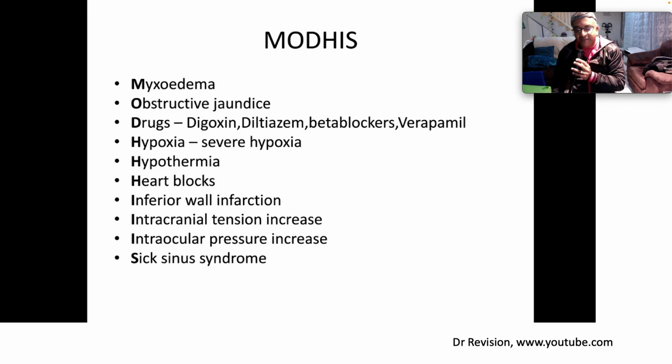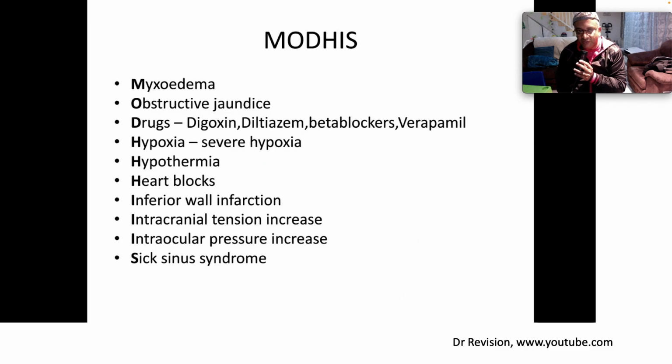This is a nice acronym taken from Dr. Revision. I encourage you to have a look at his video, which breaks down the causes of bradycardia, and the acronym is MODIs. M is for myxedema. O is obstructive jaundice. Yes, bilirubin itself, the conjugated portion, can deposit in the conduction system of the heart and cause impedance to cardiac conduction.